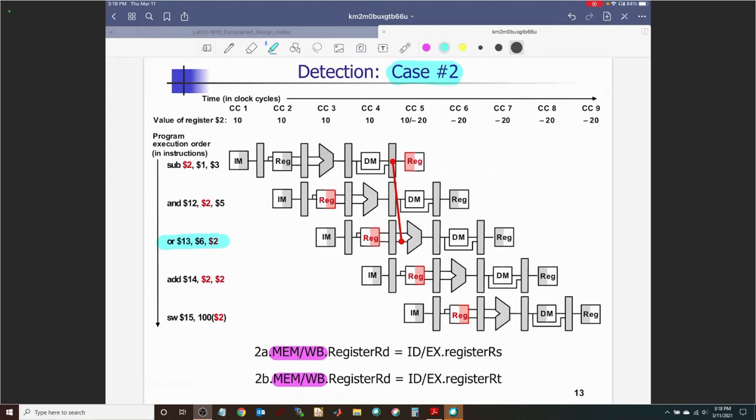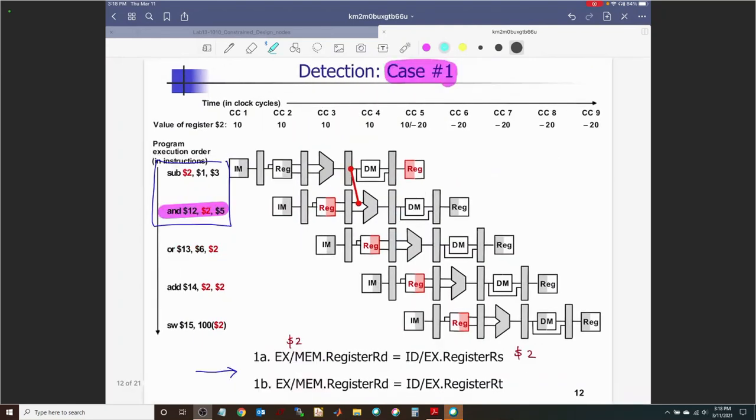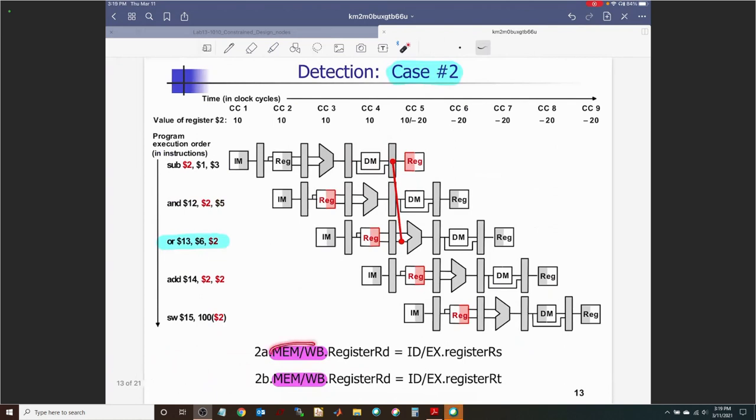The only thing that changes is, in case one, we were looking at the subtract instruction and the source was the XMEM, right? It was this guy. For the next one, for the R, it would be this guy compared to whatever the source is over here, right? That's the only change. So XMEM, these two things have been changed to MEM write back. That's it. Everything else is the same.